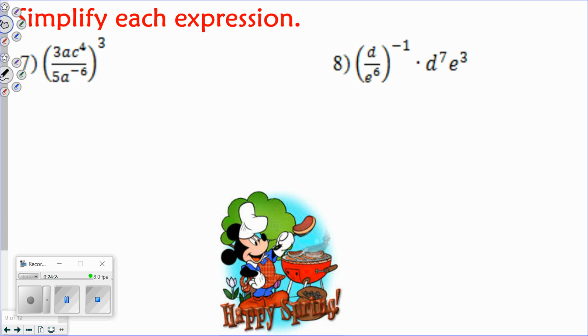Okay, here we go. Number 7. What do we do first? Distribute. Yeah, it's always the first thing. Let's distribute. All right, so when we distribute, what are we distributing to? Everything. So when I distribute to the 3, does that become 9?